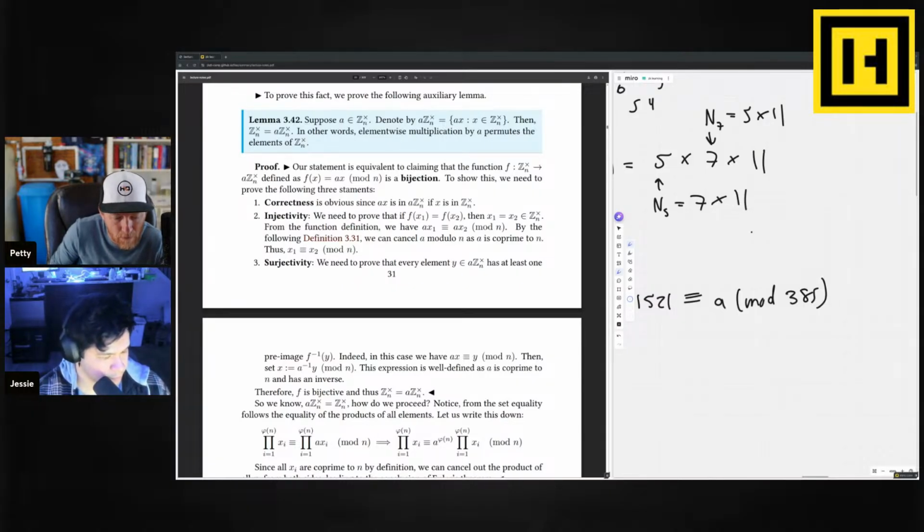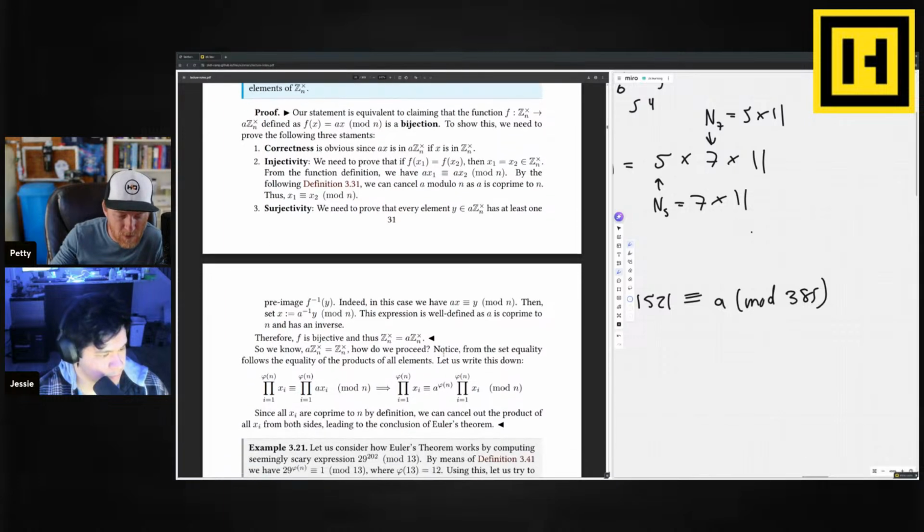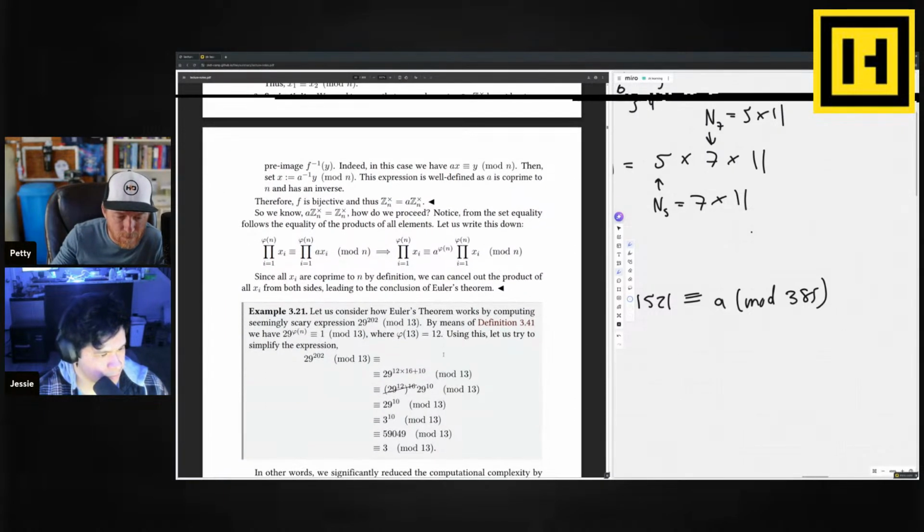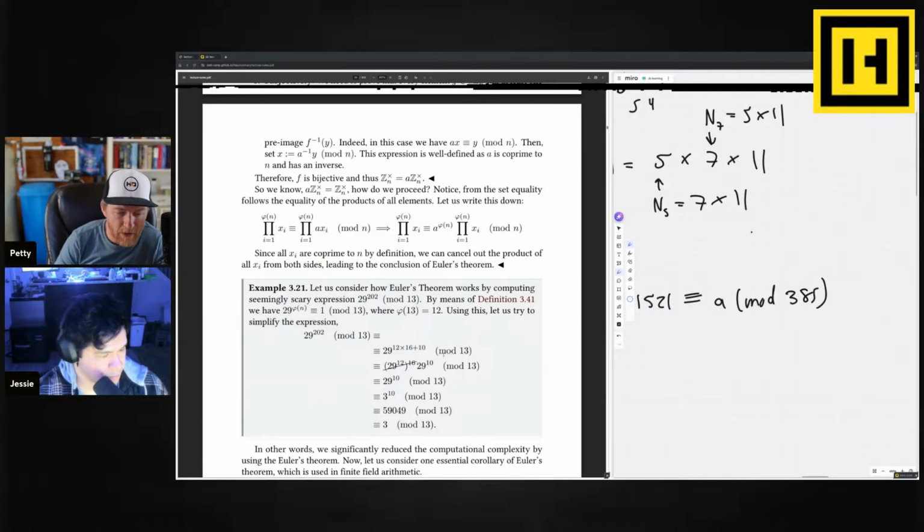Then surjectivity. No, surjectivity, this is a different one. We need to prove that every element y within this set has at least one pre-image, inverse f of y. Then the element x is defined as a inverse y mod n. This expression is well defined as a is co-prime to n and has an inverse. Therefore, f is bijective, and thus we have what we set out to prove in the first place.